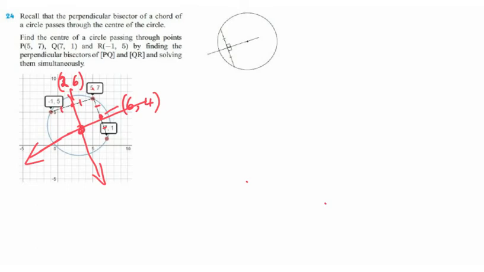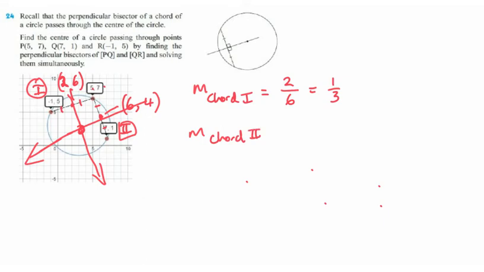Let's now find the gradient of each of those lines so we can find the gradients of the perpendicular bisectors. So again, I'll just call this one number 1. This is chord number 2. So the gradient of chord 1, rise over run, well, we know how far up it went. It went up from 5 to 7, so that was up 2. It ran along 6. So the gradient of that chord is 1/3. The gradient of chord 2, it's running downhill. It went from 7 down to 1, so it dropped 6 and then moved across 2 units. So -6 over 2 is -3.